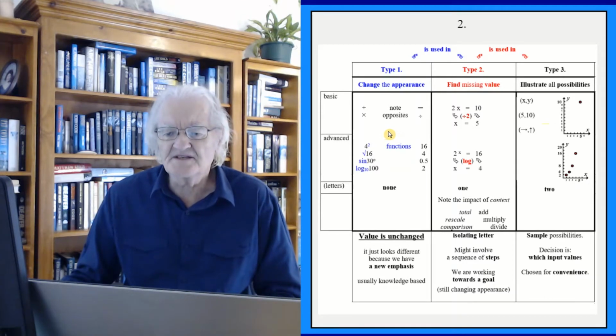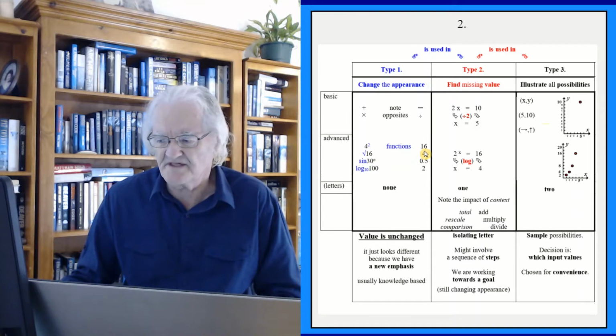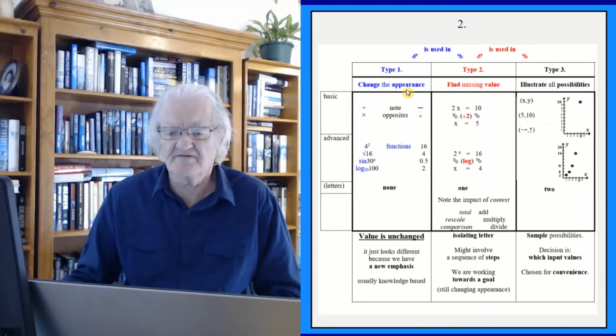But what we are saying here is the value of 4 squared is the same as the value of 16, even though it appears different. So the emphasis on type 1 maths is the appearance. We are looking at having a value which is unchanged, but we can make it look different.